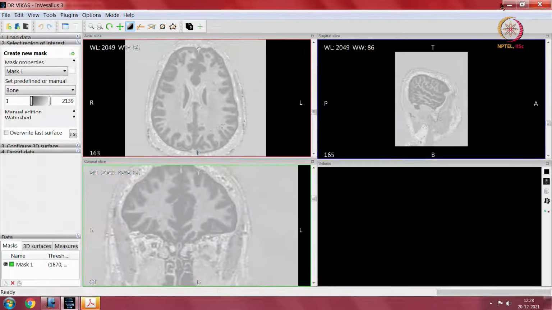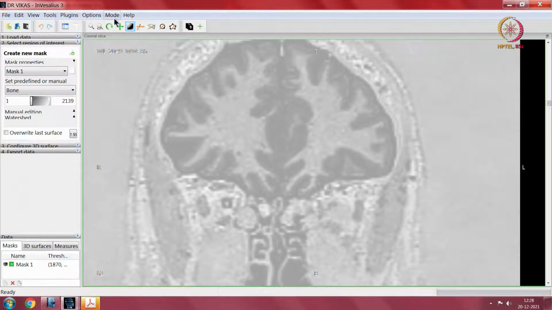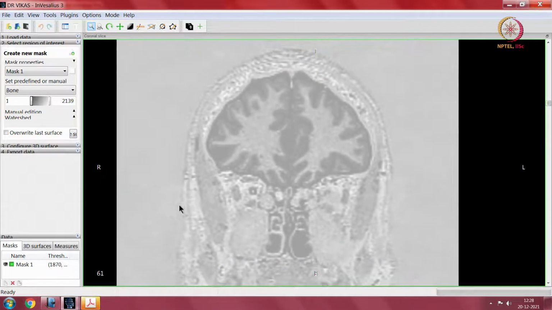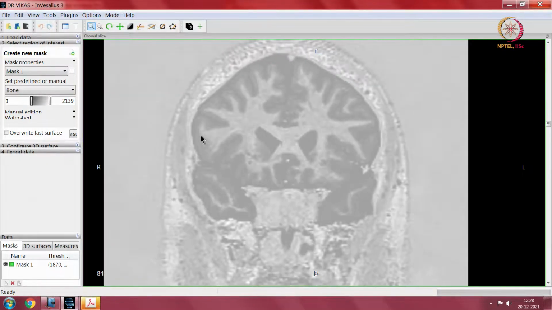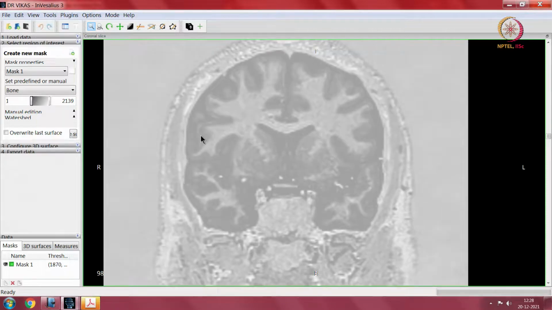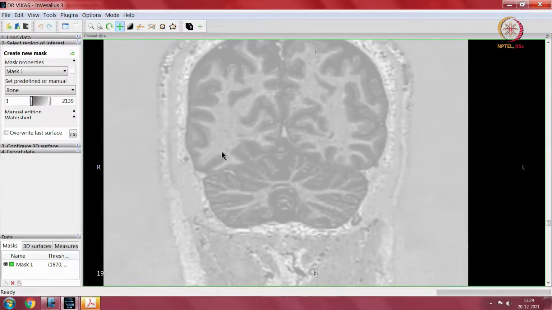Let us see how these things look in various other sections. Once the axial section is understood, we proceed to the coronal section. In the coronal section, since we started from behind, we go back. This is front to back. So, this is the tentorium. The tentorium separates the cerebrum from the cerebellum and the brainstem, of course.